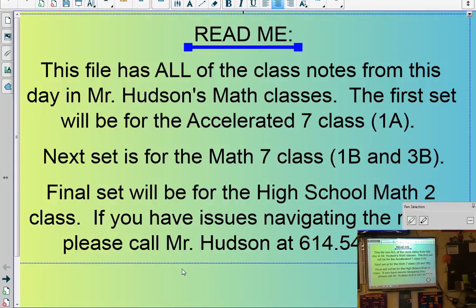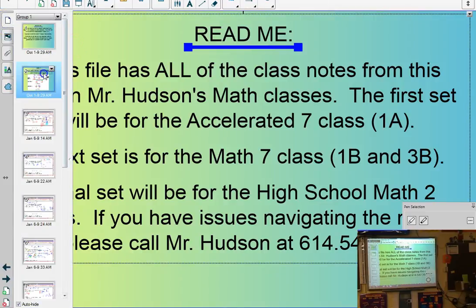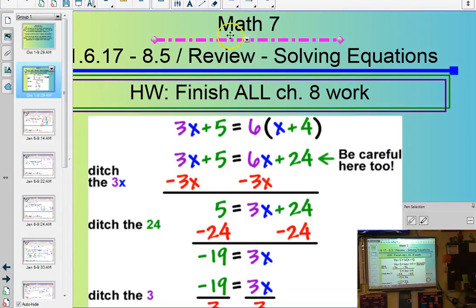So the notes file is going to have notes from every single class. Your guys' notes will be the last on every day but Friday. So on Friday, I have Math 7 first, so it'll say Math 7 at the top.